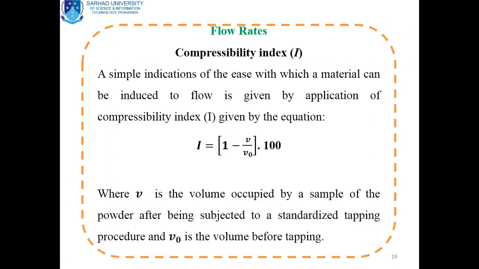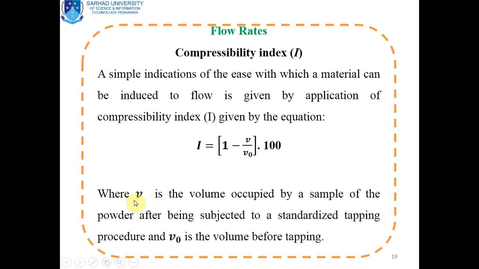For flow rates, it is necessary to determine the flow properties and the rates of the flow. One of the techniques used for that is termed the compressibility index. A simple indication of the ease with which a material can be induced to flow is given by the compressibility index, which is given by the equation 1 minus V by V naught, multiplied by 100, because it is expressed as a percentage. So we have to multiply it by 100.